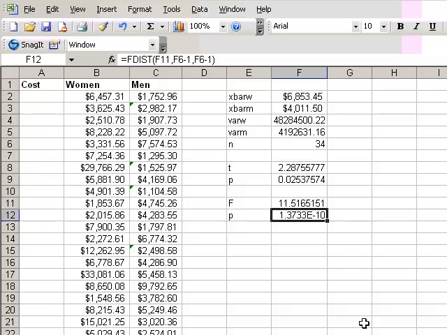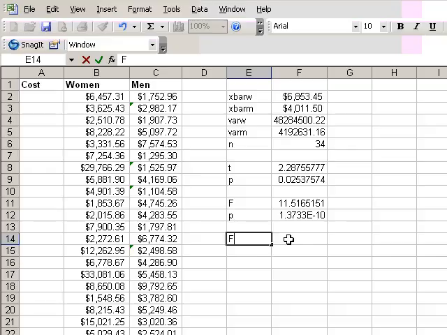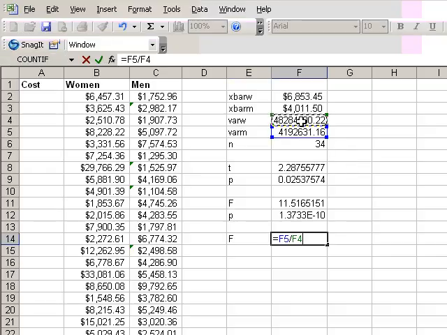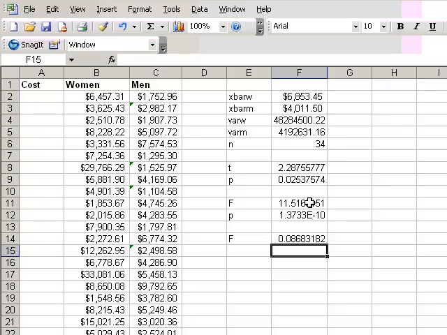I could have calculated this F statistic not by dividing the larger by the smaller as I did here, but let's calculate the F again and divide the smaller by the larger. In this case I get 0.0868 as my F statistic. What's the probability of that 0.0868?